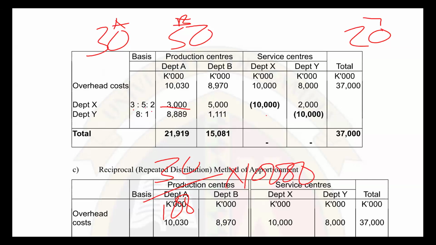Then Department B, you put 50 over 100, times 10,000, giving us 5,000, right? Then nothing is being reallocated to X because we are dealing with Department X. So then we go to Y. 20% is going to Y. You say 20 over 100 times 10,000. That gives you 2,000. Okay. So we've allocated something to a service department now from the other service department.